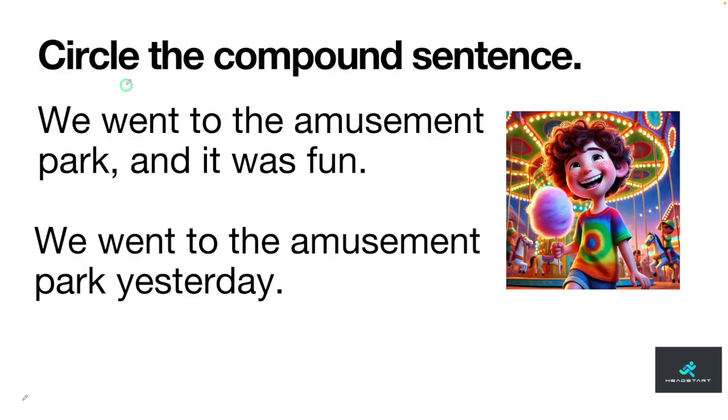All right, for this part, let's circle the compound sentence. We went to the amusement park and it was fun. We went to the amusement park yesterday. Now, which sentence tells you two pieces of information? So I see and right here. That's a conjunction. So that tells me that they put two sentences together. That's correct. We went to the amusement park, and the other piece of information is it was fun. Circle it.